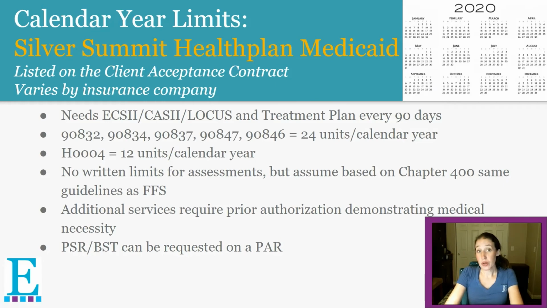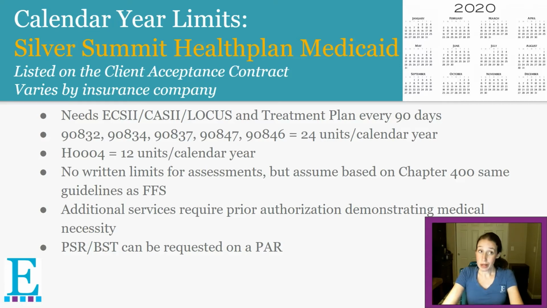Calendar year limits for Silver Summit Health Plan. This is, again, all listed on your client acceptance contract. So you are allowed basically 24 sessions per year, or calendar year, for Silver Summit. And it does not matter what their XE or CASI or LOCUS score was.